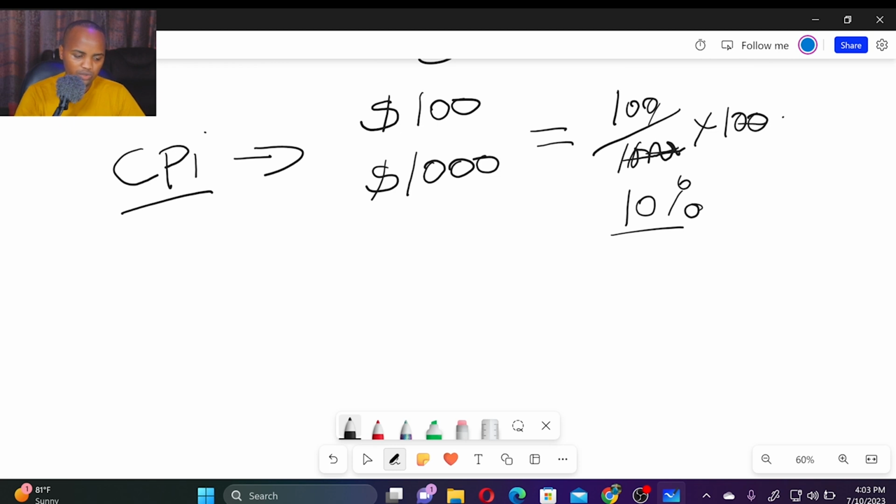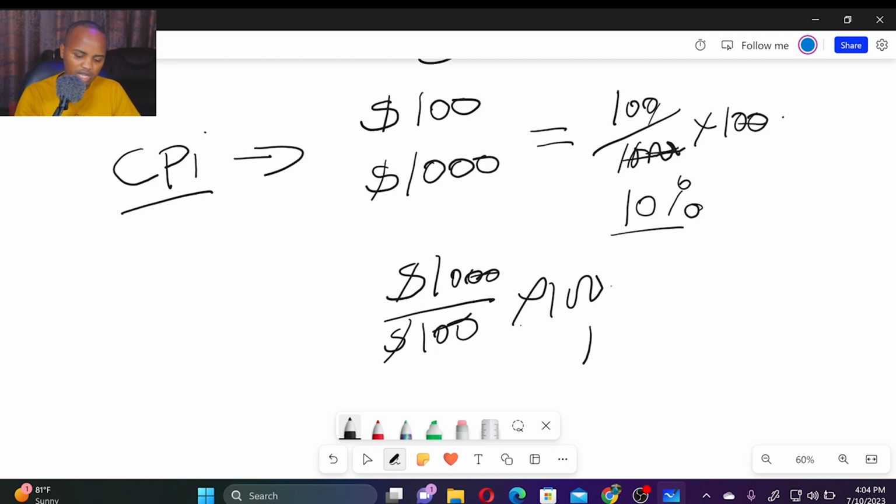I think, how do we calculate inflation? CPI, is it the last one or the first one? So the inflation is the cost of the market bucket in the current period. Yeah, okay. So this is the current one, which is $1,000, divided by 100, times 100.